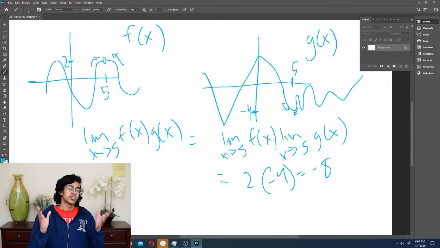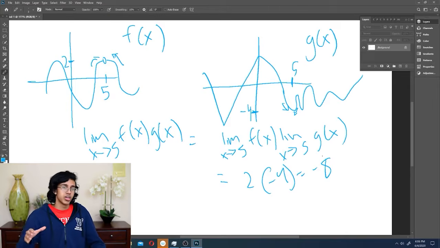So that's a common question. These are not that hard, so you should be good on these ones. But that's basically how you apply these addition, subtraction, multiplication, division, and power rules.